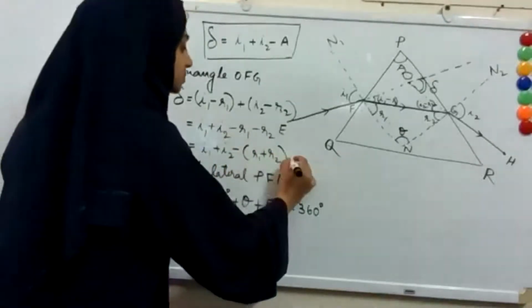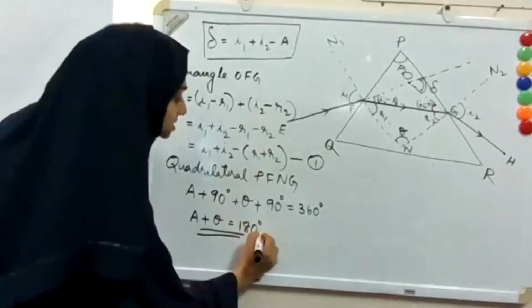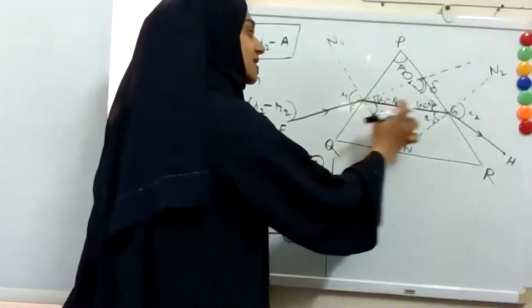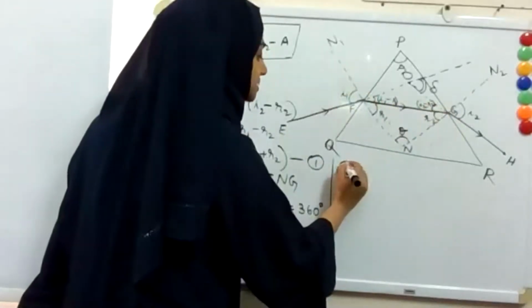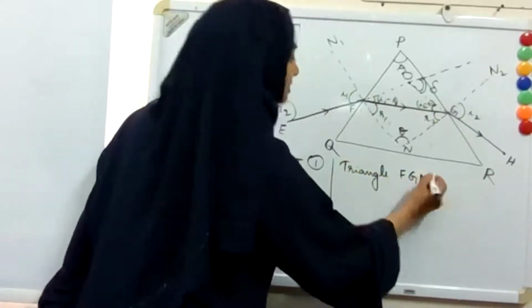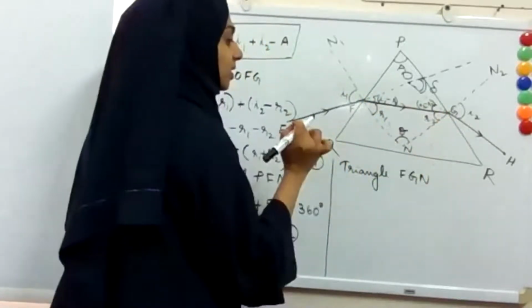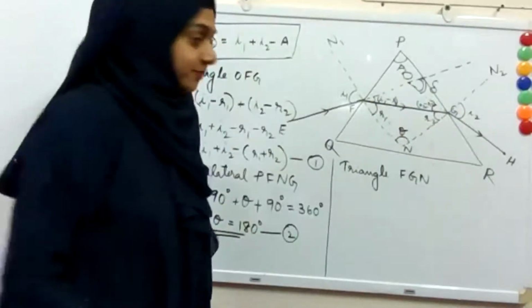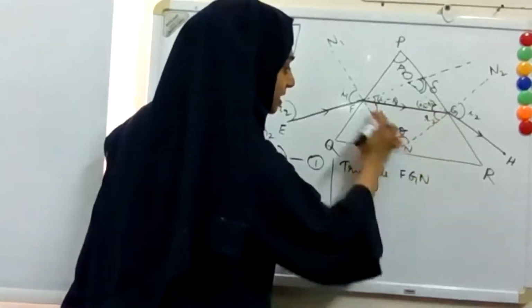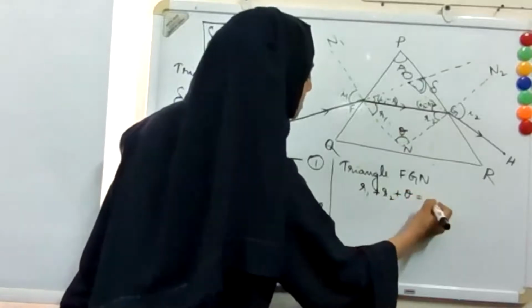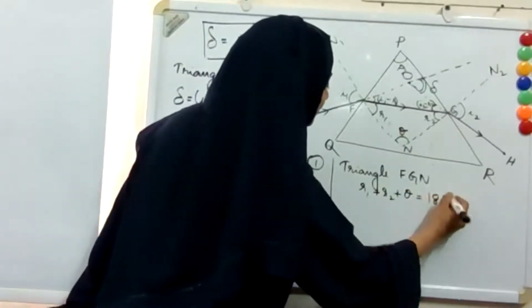Let me denote this expression as equation 1, this as equation 2. Now, let me consider the triangle FGN. What is the sum of the angles inside a triangle? 180. So from triangle FGN, R1 plus R2 plus theta is equal to 180 degree. Now let this be equation number 3.